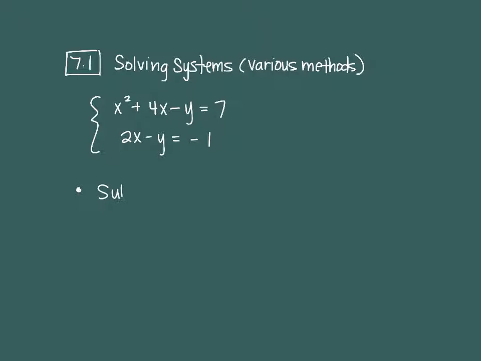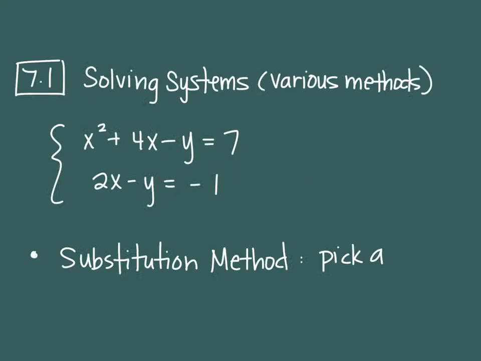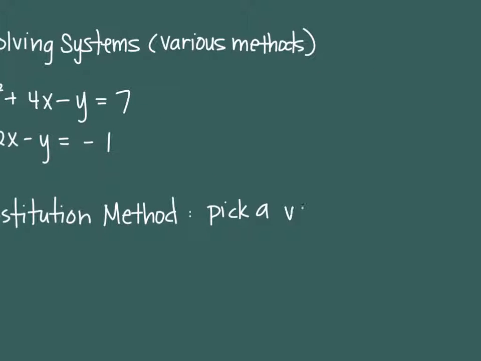It's the method of substitution. And so the method of substitution requires you to pick a variable to get alone. It doesn't matter which one you pick, you just make a choice, the variable you think looks to you like you could get it alone the most easily. So substitution method: pick a variable to isolate or to get alone.